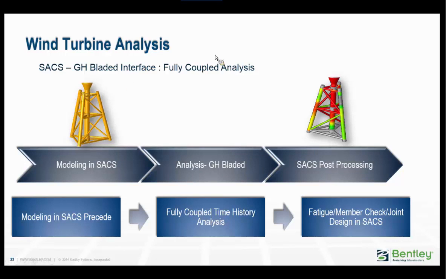So once you've got your model into GH Bladed, then you do a fully coupled time history analysis in the GH Bladed product. GH Bladed, as everybody knows, can do a full hydrodynamic analysis of an offshore wind turbine structure, including nonlinear foundations. So once the analysis is complete, what we do is we pass the results from GH Bladed into SACS for the post-processing. And so basically we have a front end and a back end to this product, where the back end includes a fatigue analysis, member checks, and the joint design.